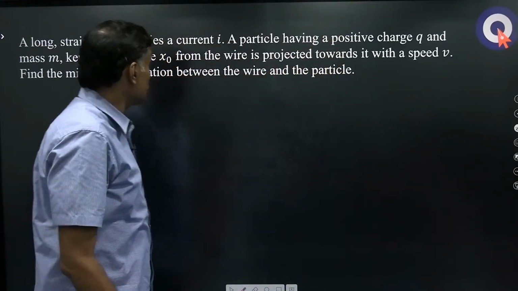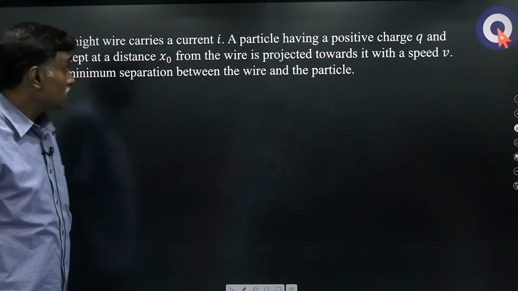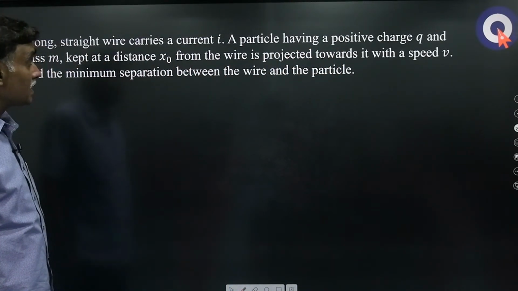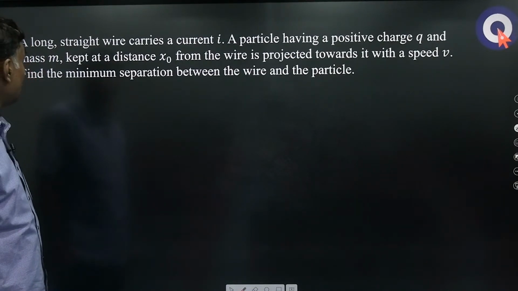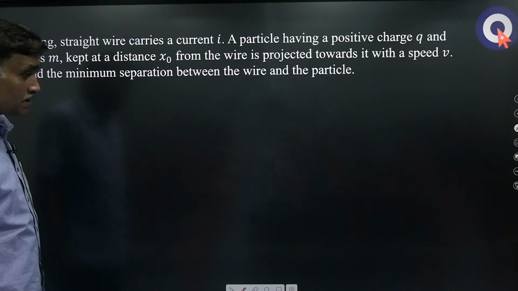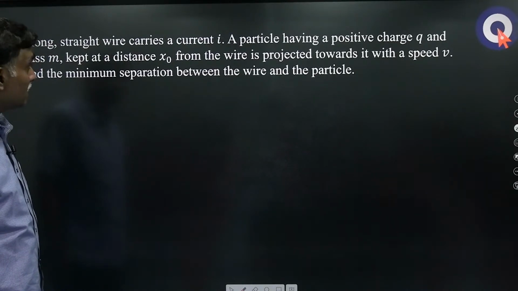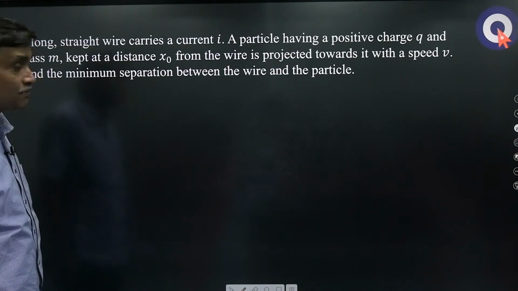See next question. A long straight wire carries a current I. A particle having a positive charge Q and mass m kept at a distance x naught from the wire is projected towards it with a speed v. Find the minimum separation between the wire and the particle.